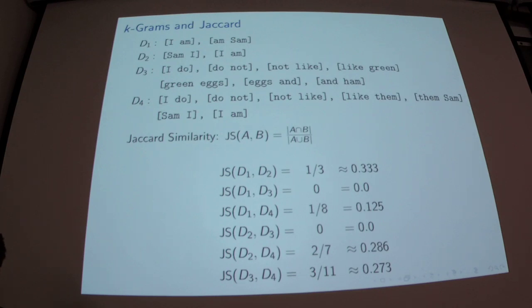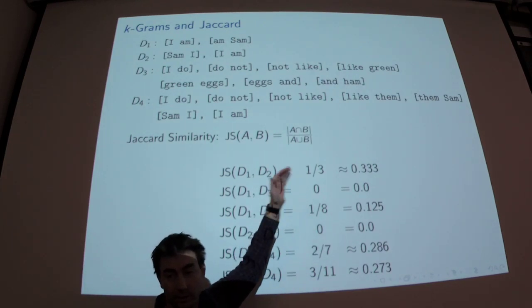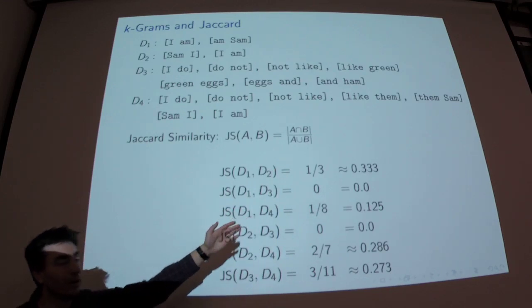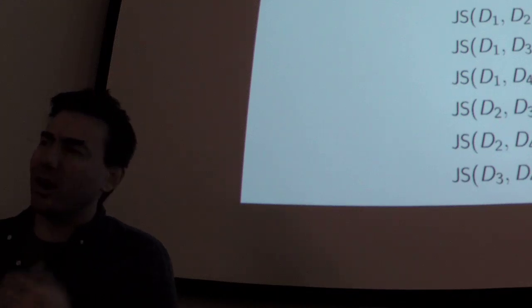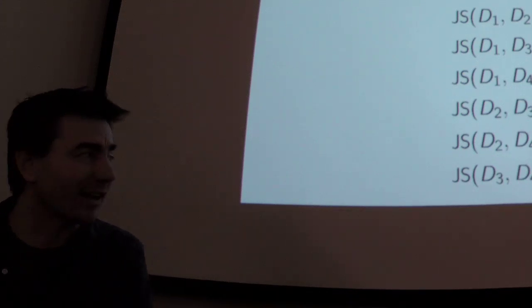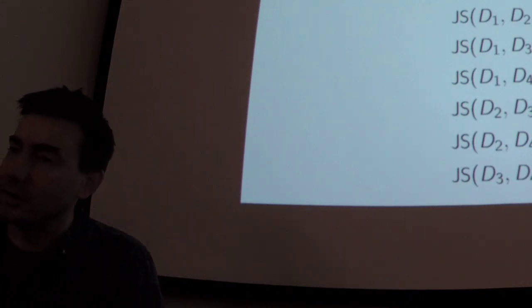Okay, so I've said the maximum similarity was 1, and none of these get even close to 1. The largest one I've gotten here is 1/3. This is not uncommon. Things that are not near copies of each other, for Jaccard similarity, even with larger documents, are probably not going to get all that large.